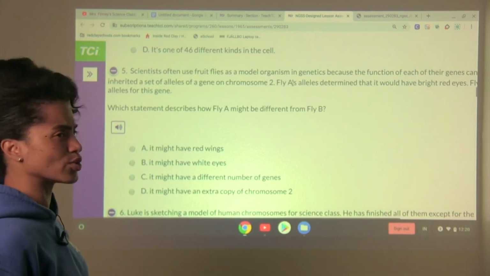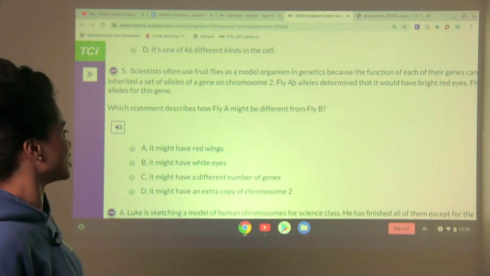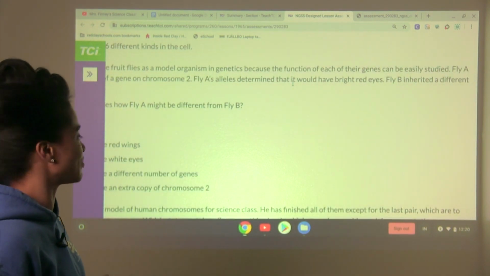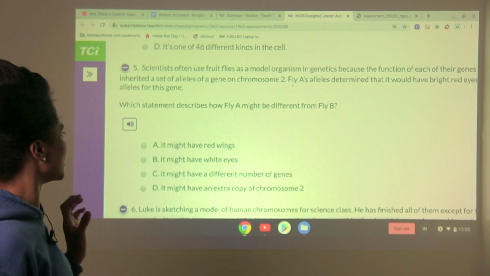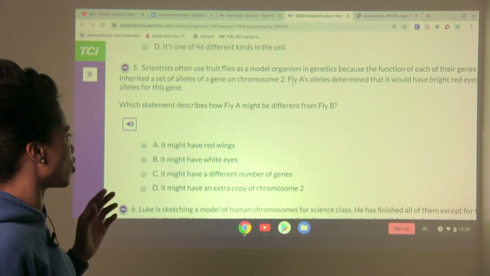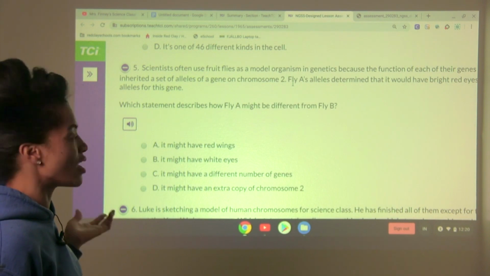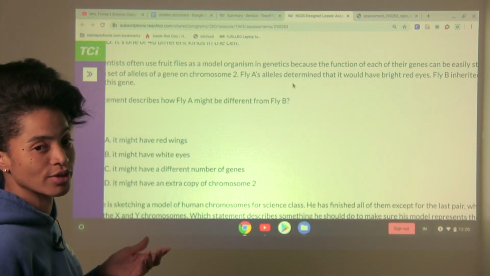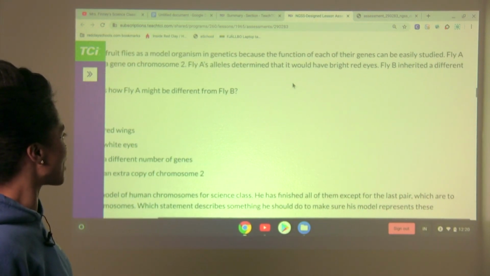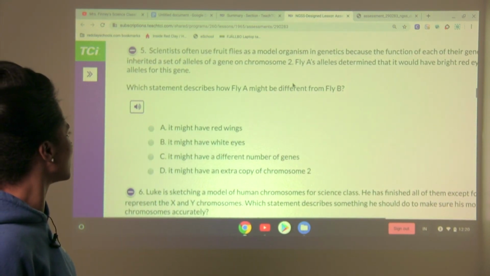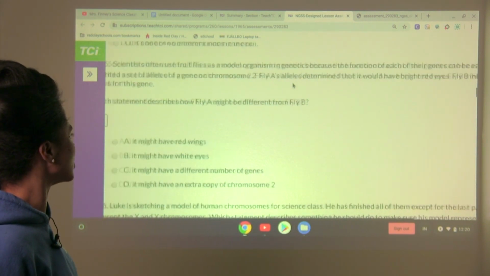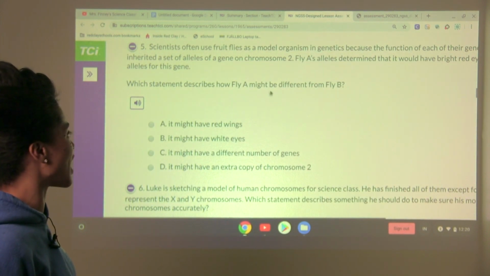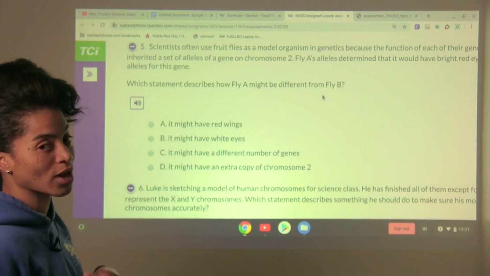Scientists often use fruit flies as a model organism in genetics because the function of each of their genes can be easily studied. Fly A inherited a set of alleles of a gene on chromosome 2. Fly A's alleles determined that it would have bright red eyes. Fly B inherited different alleles for this gene. Which statement describes how fly A might be different from fly B?